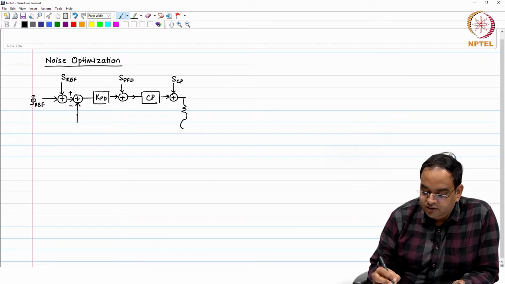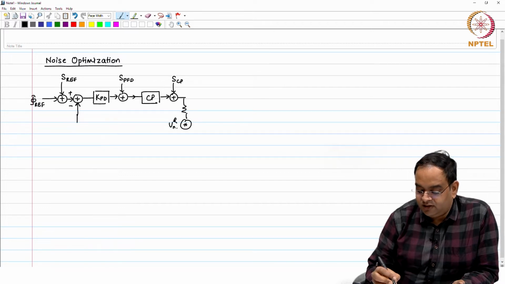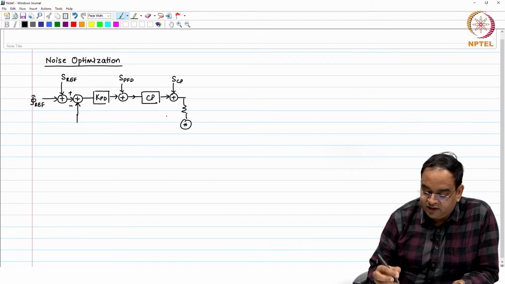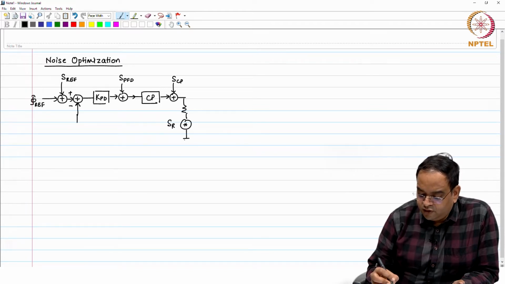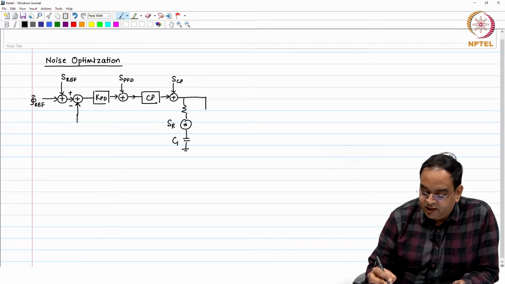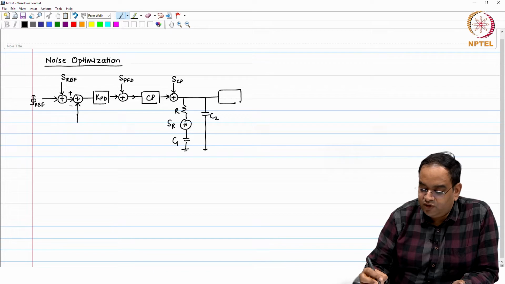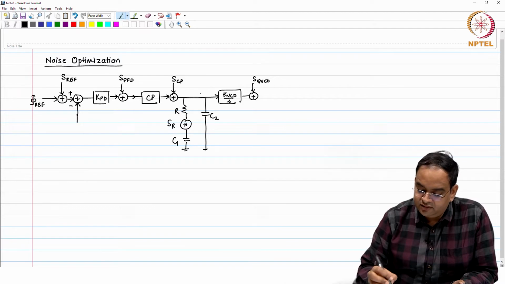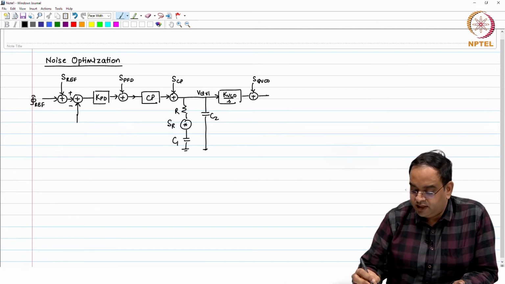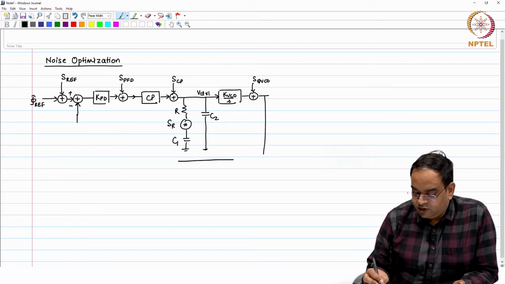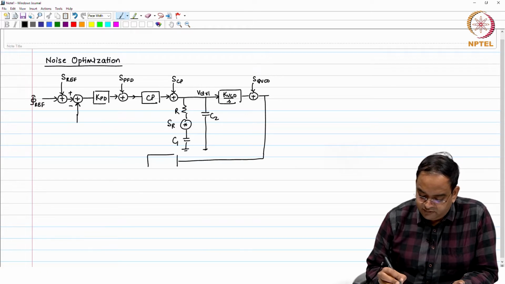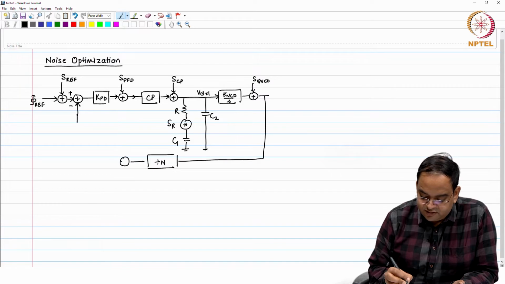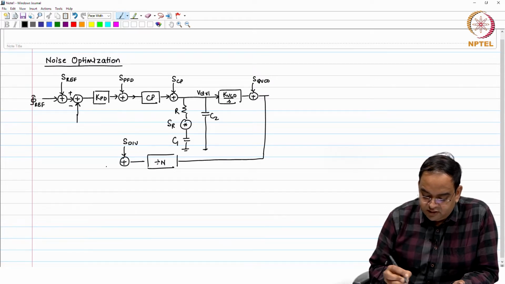Then you have the resistor R with a noise source V_R and noise spectral density S of R, followed by a capacitor C1, and then you have capacitor C2. This is followed by the VCO with gain K VCO over S. The noise added by the VCO is in terms of phase, which is phi VCO, and this is the V control voltage node. You feed this signal back to the frequency divider. So, you have the divide by N here, you add the noise at the output of the divider in terms of phase, and this feeds back.